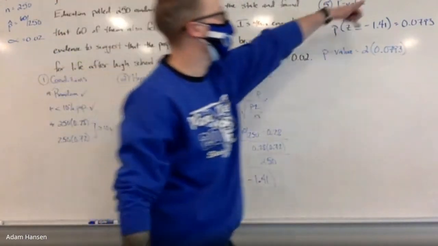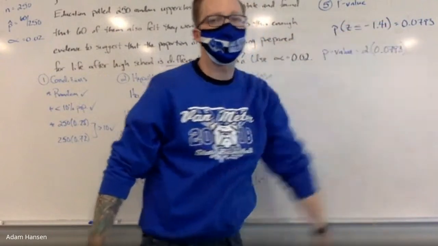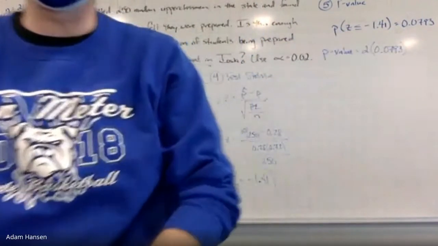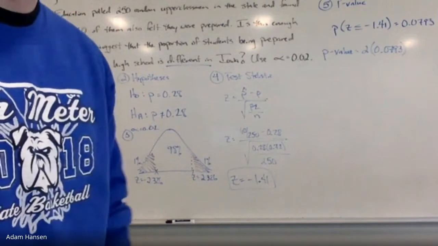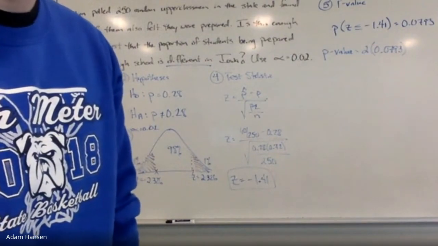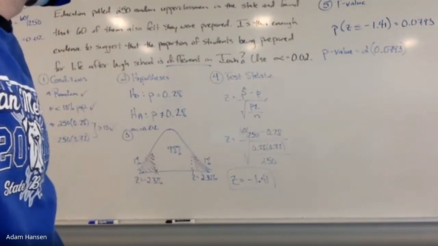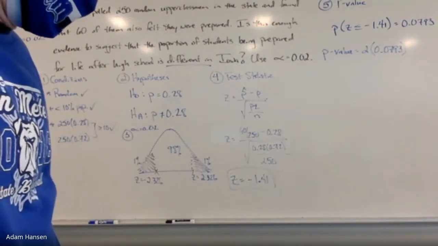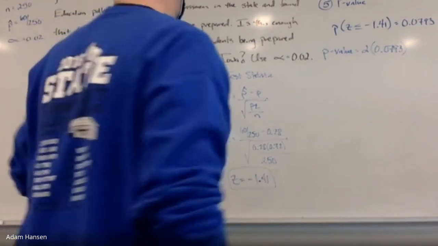If it's a 1-tail test, leave it the way it is off your z-table. If it's a 2-tail test, you have to double it, because it could get more extreme. Students could change in either direction, by feeling more prepared or less prepared. What is 2 times 7.93%? 15.86. Got it.